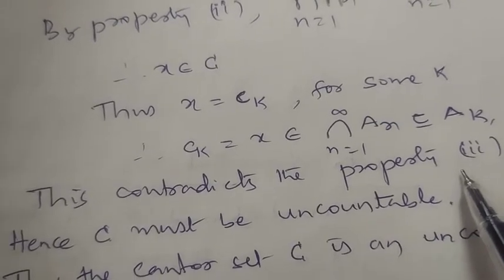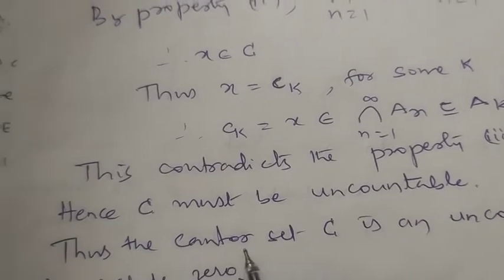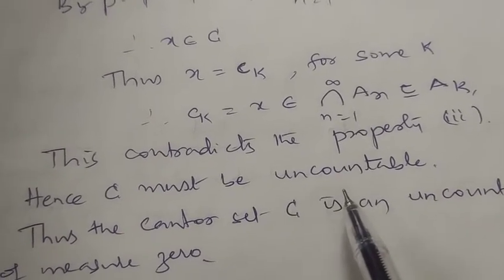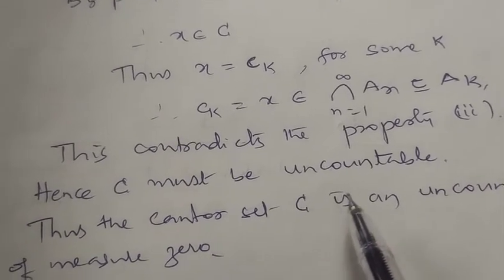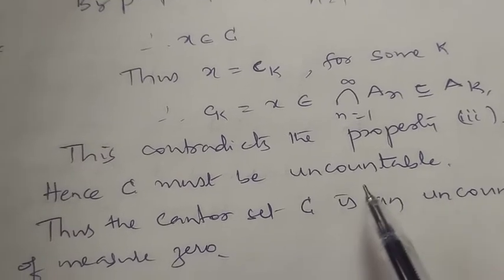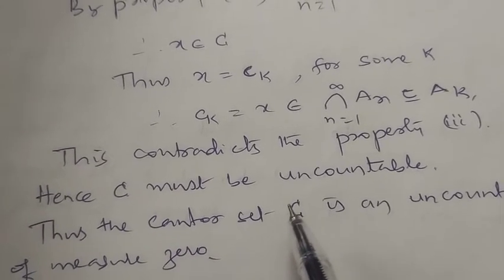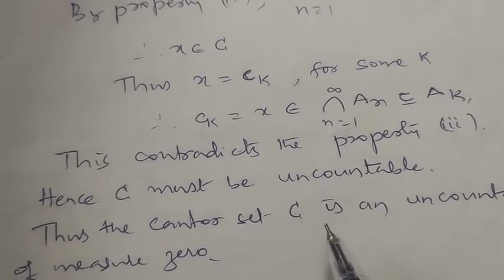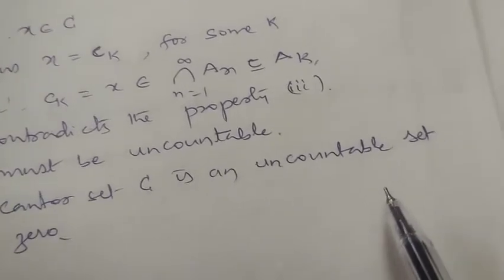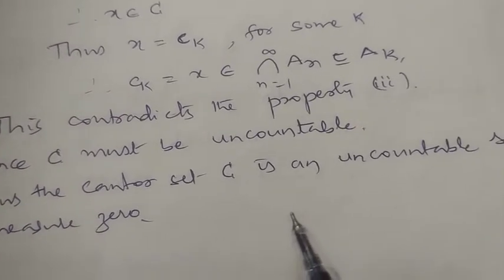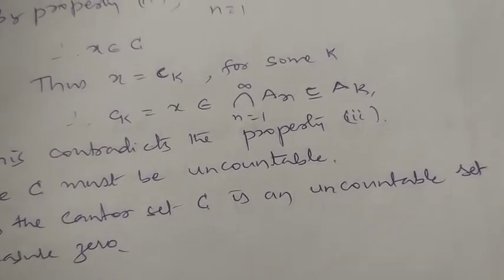Why does this contradiction arise? Due to our assumption that C is countable. Therefore C must be uncountable. Already we have shown that the measure of C is 0, and now we have shown that C is uncountable. Thus the Cantor set C is an uncountable set of measure 0.